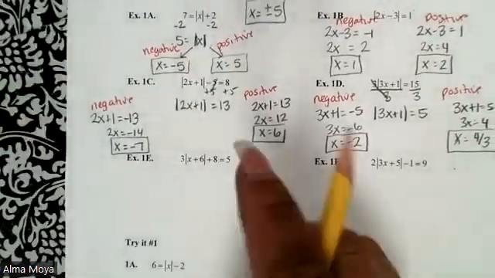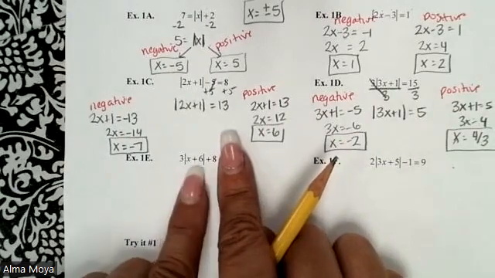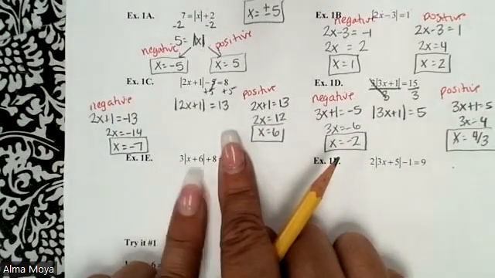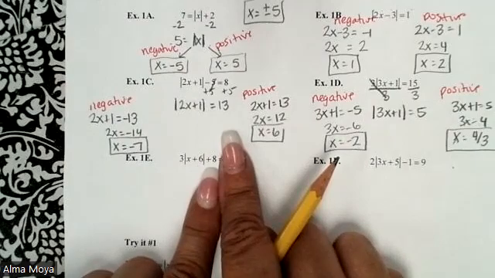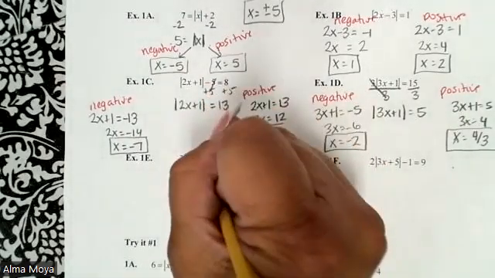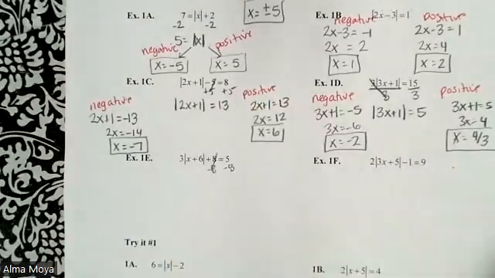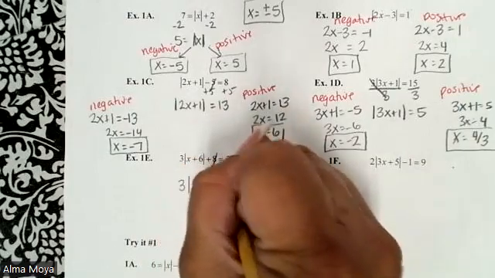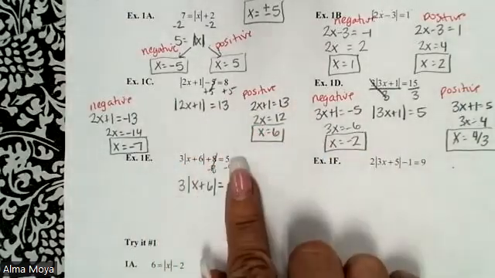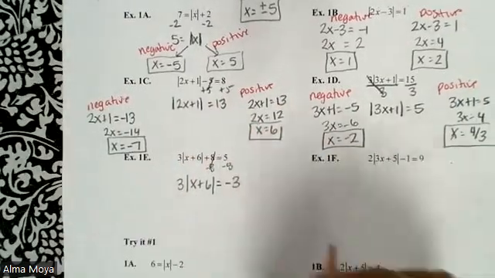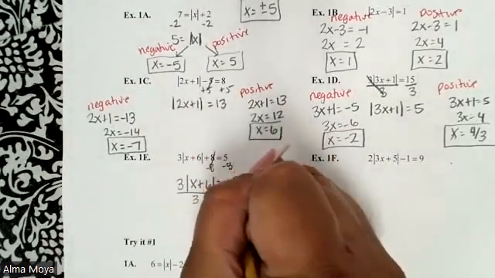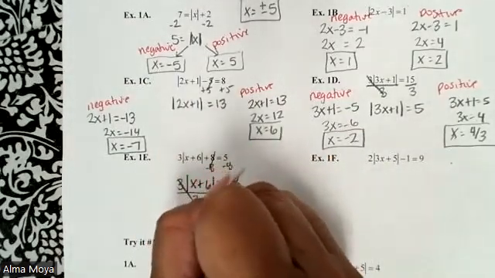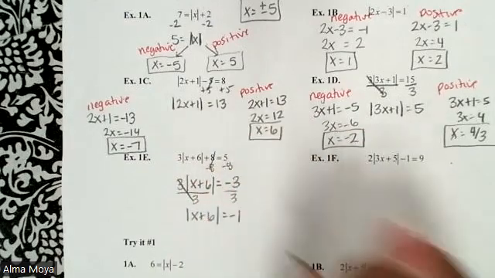Right here, I need to get the absolute value by itself. Now, don't distribute the 3. Remember, you have to get rid of any add or subtract on the side of the variable. So I need to get rid of this plus 8. So I'm going to subtract 8 from both sides. So I have 3 absolute value of x plus 6 equals negative 3. I now have to get rid of that times 3 on the outside. So I'm going to divide both sides by 3. So I have absolute value of x plus 6 equals negative 1.